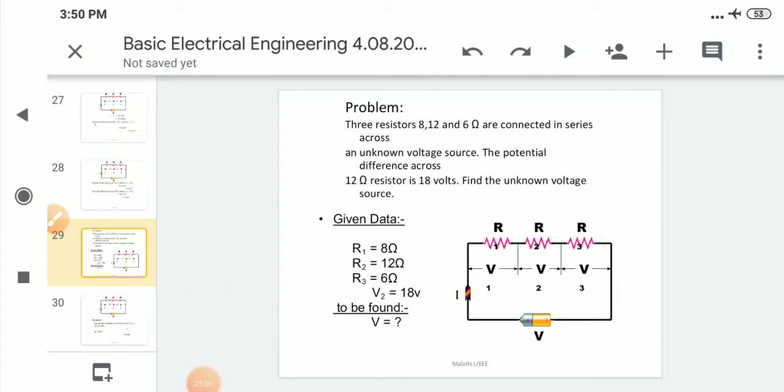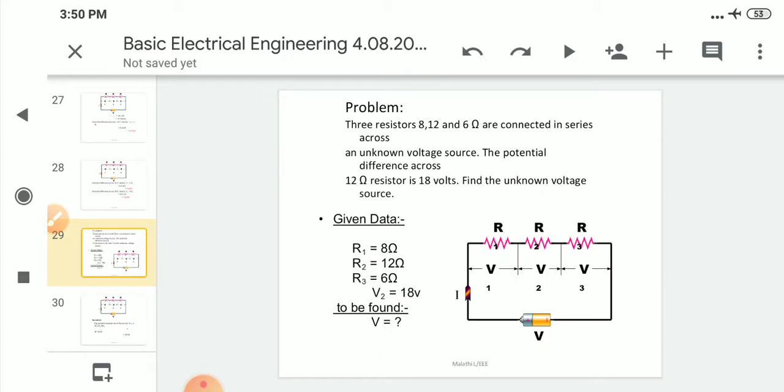Next problem. Three resistances of 8, 12 and 6 ohms are connected in series across an unknown voltage source. The potential difference across the 12 ohm resistance is 18 volts. Find the unknown voltage source. Here R1 is equal to 8 ohms, R2 is equal to 12 and R3 is 6 ohms. V2 is equal to 18 volts.